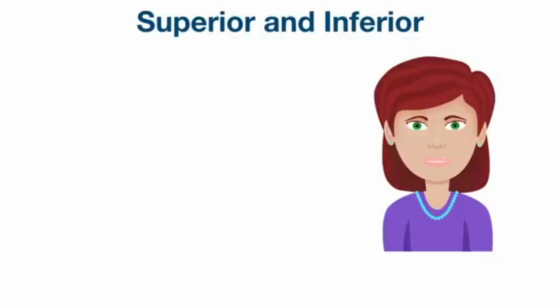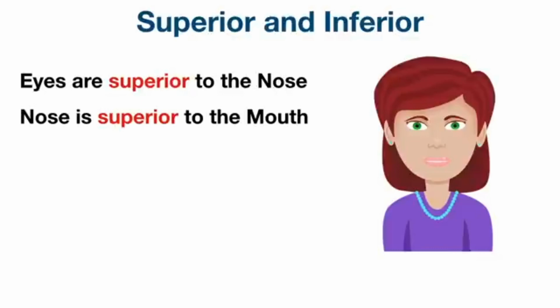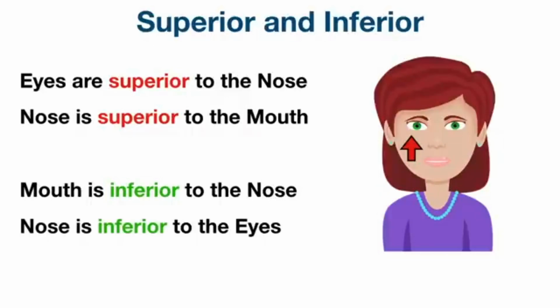If we go back to our same image, we can say the eyes are superior to the nose, and the nose is superior to the mouth because the eyes are above the nose and the nose is above the mouth. Or we can say the mouth is inferior to the nose and the nose is inferior to the eyes because the mouth is below the nose and the nose is below the eyes.